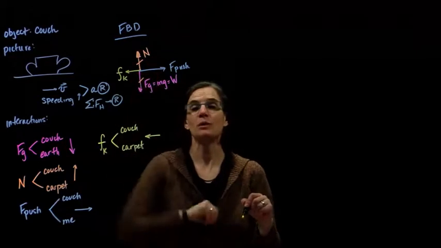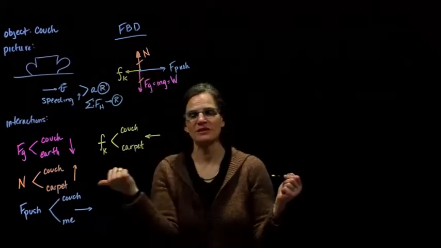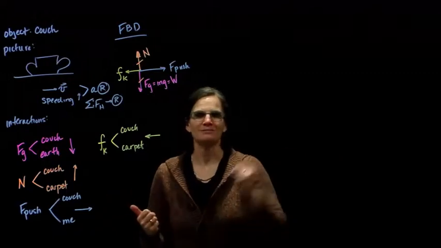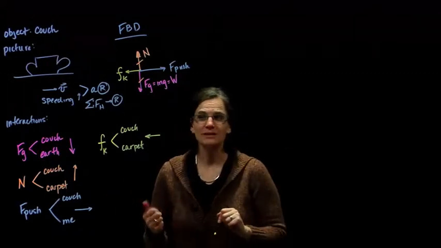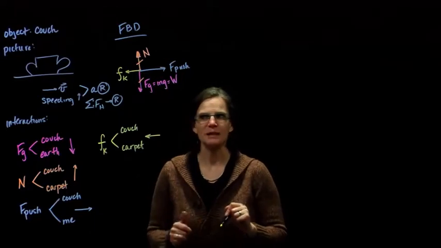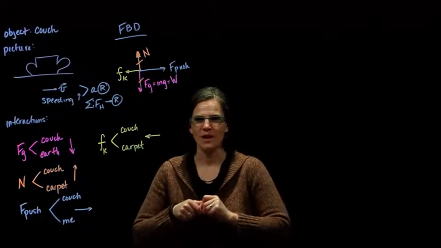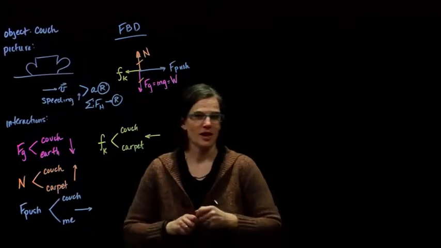But since my right arrow is bigger than my left arrow, and there's only two to worry about, there's a net force to the right. That means the object's accelerating to the right. If it's already moving to the right, it's speeding up to the right. Okay, so that's part number 1. Let's try number 2.